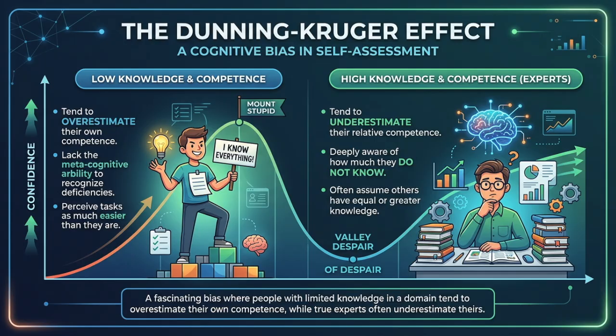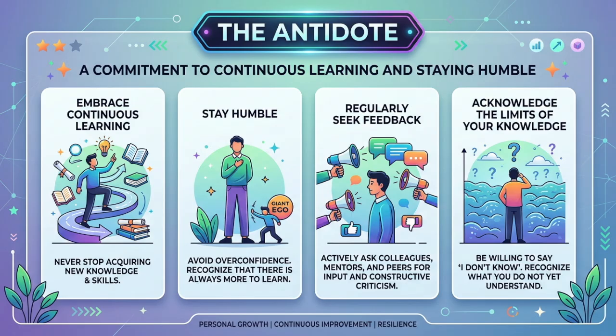The Dunning-Kruger Effect. This is a bias where people with limited knowledge in a certain area tend to overestimate their own competence, while true experts often underestimate theirs. So in other words, the less you know, and you're sure about that, the more confident you may be. The antidote is a commitment to continuous learning and staying humble. Not willful ignorance, which we see all the time. Regularly seek feedback and be willing to acknowledge the limits of your knowledge. This is a real challenge for a lot of people. You don't know everything. Be humble.